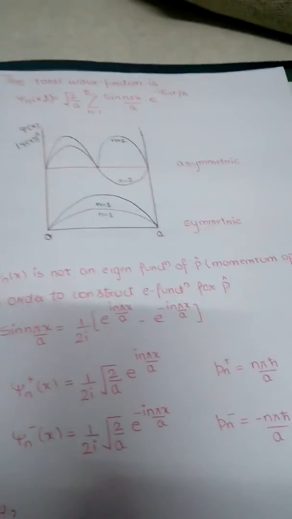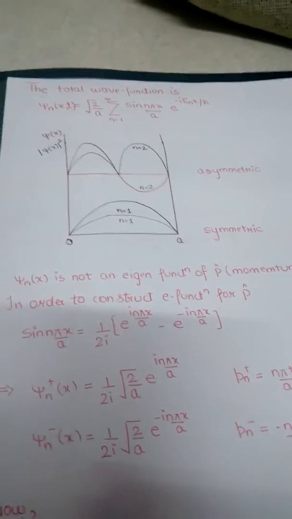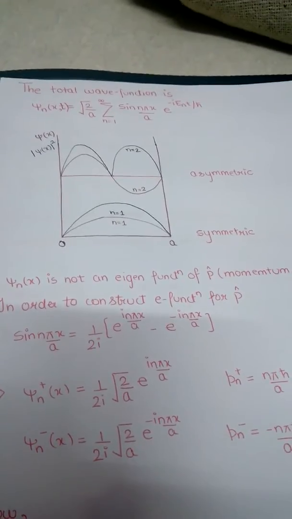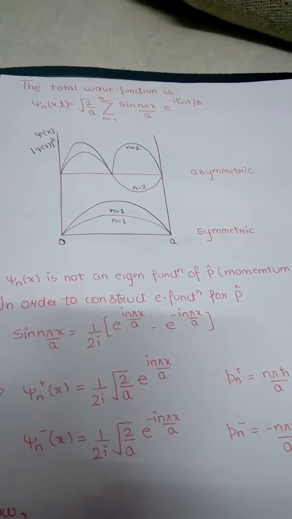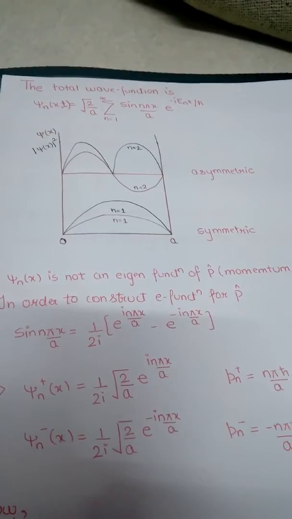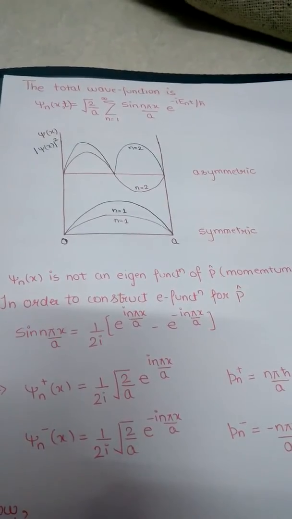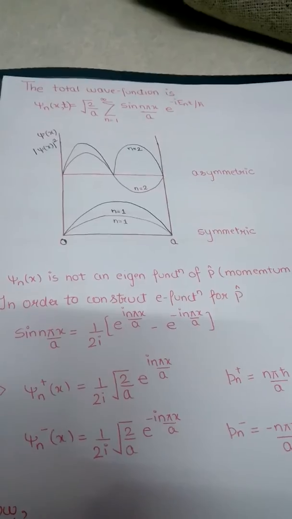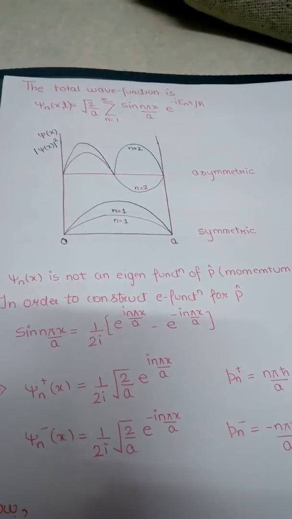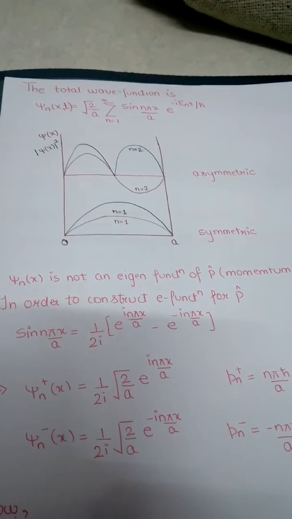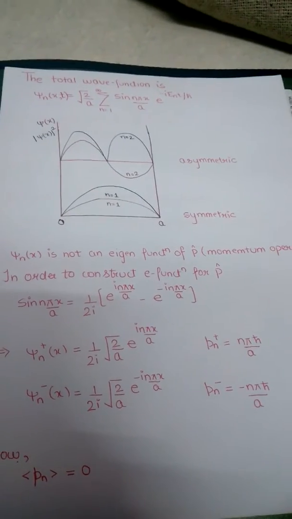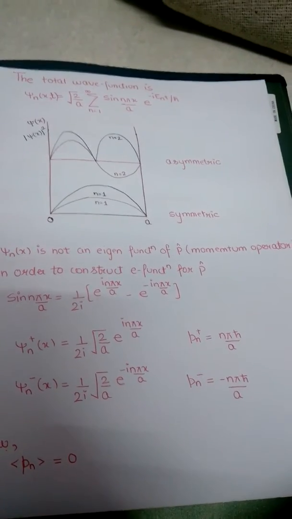This is because the potential is a symmetric one. So the potential, or rather the Hamiltonian, commutes with the parity operator, and when two operators commute, the eigenfunction of the parity operator is also an eigenfunction of the Hamiltonian of the system. The eigenfunctions of a parity operator are of definite parity, that is, either even or odd. Therefore the wave functions have either odd or even parities.